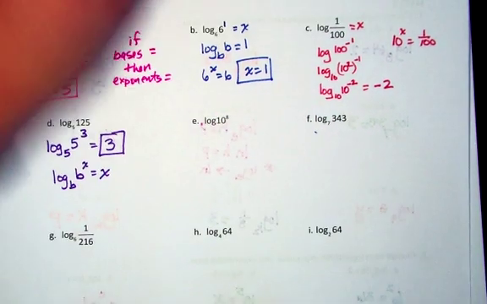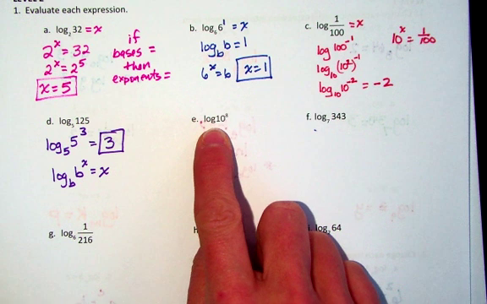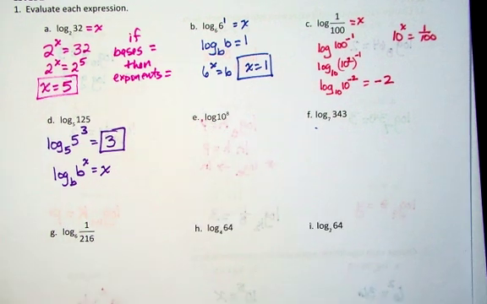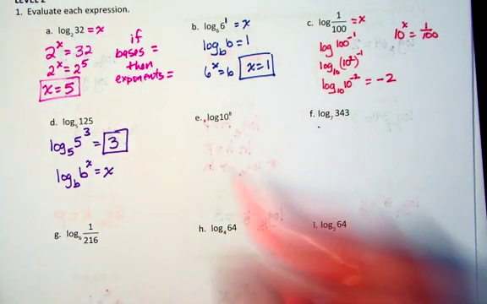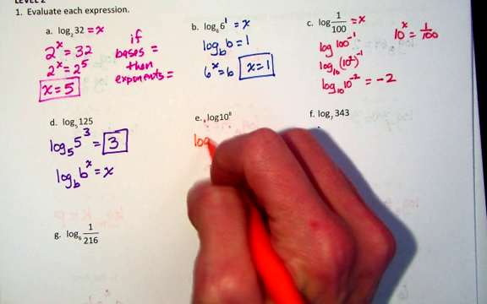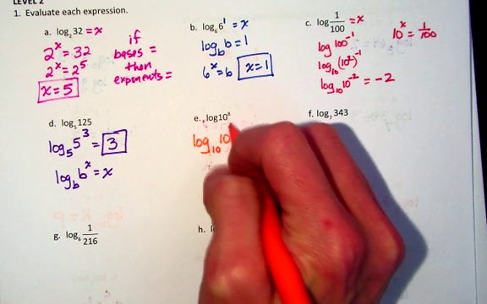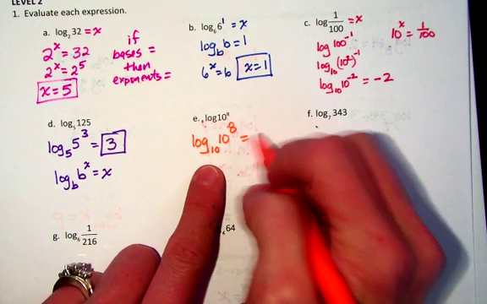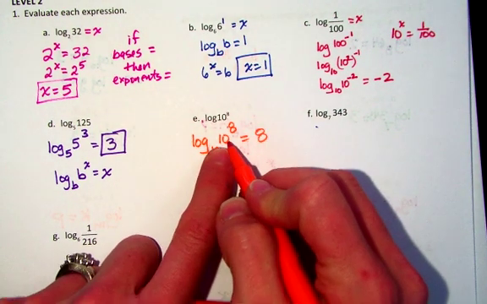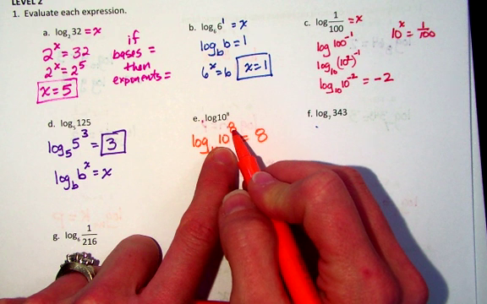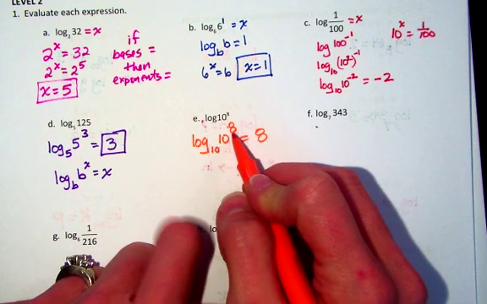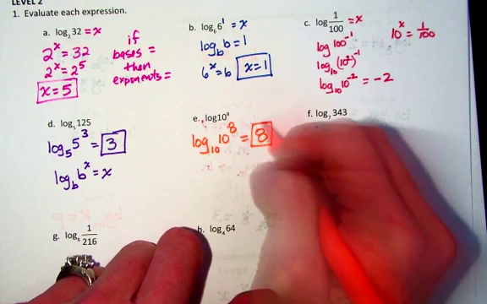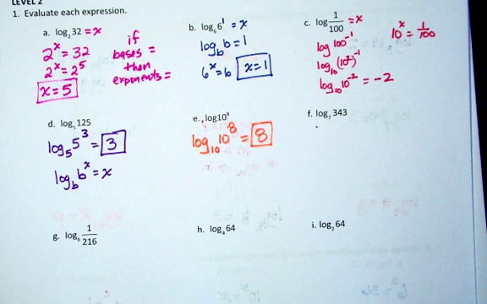Okay? So for this one, what is the base here? Yeah, so we can rewrite this as log base 10 of 10 to the 8th. Well, guess what? This is a simple problem now. It equals 8. If the base and your base to the exponent that you're evaluating are the same, then the exponent's the answer. So much faster to use that property.